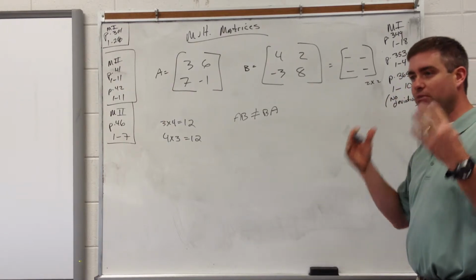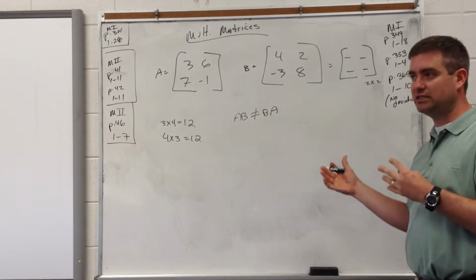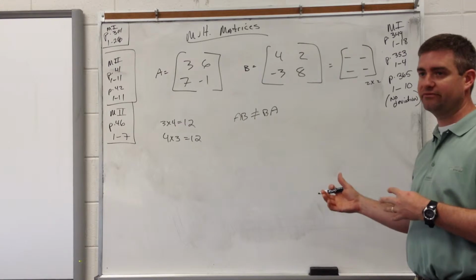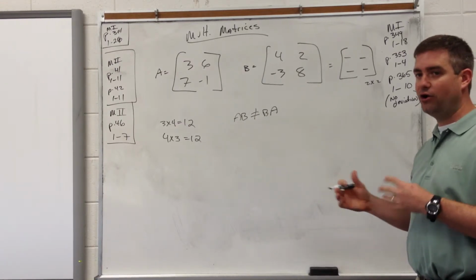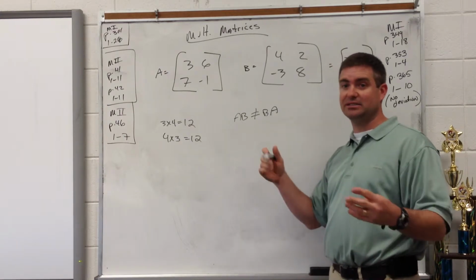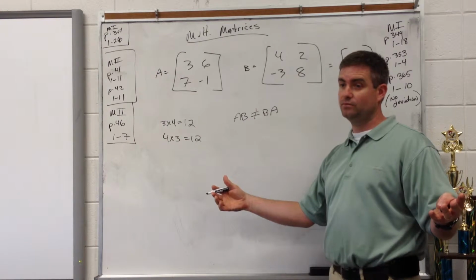Write that down. Multiplication of matrices is not commutative. Okay? On the test, it may say find AB, and then it says find BA, and there might be somebody who writes down the same answer for both. They're not the same. Okay?